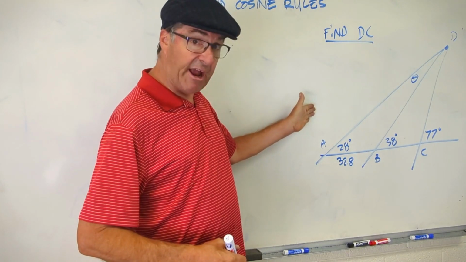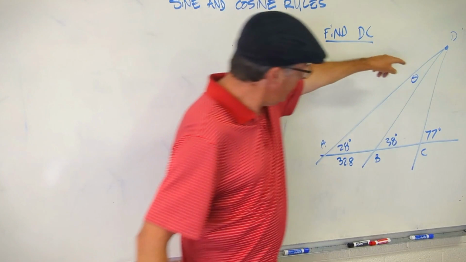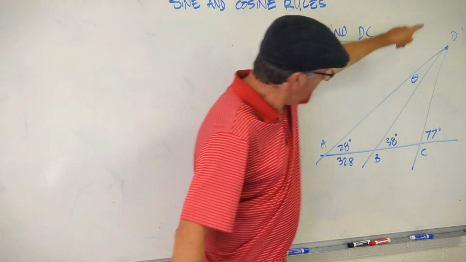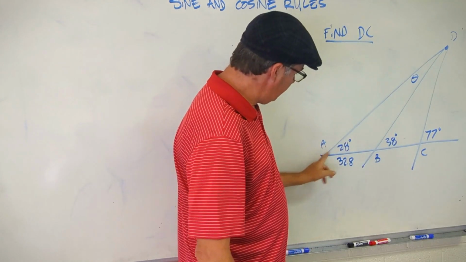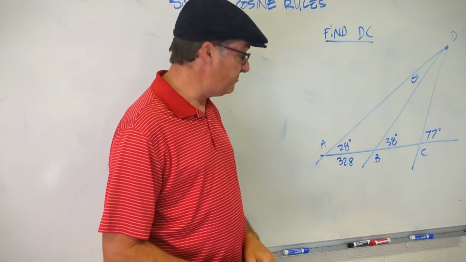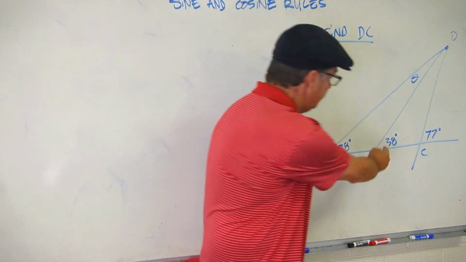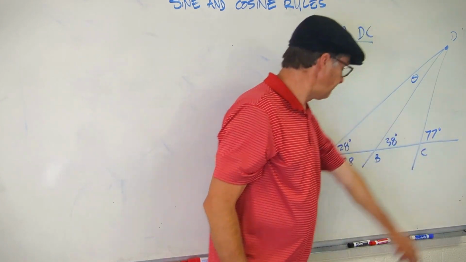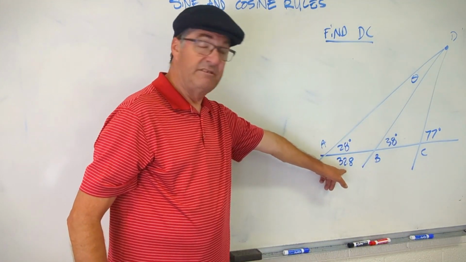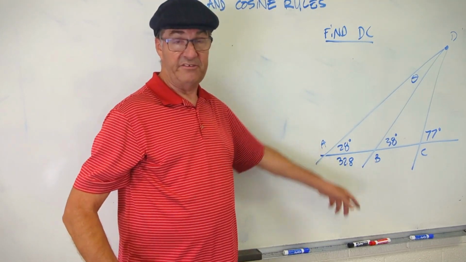I've got my diagram here. I've got a horizontalish line cruising along like that, and then I've got three sloping lines that all end at point D, and they come down and they hit our horizontal line in three different spots. We're also giving you some angles. This angle here is 28. This one is a little bigger at 38, and this one's a lot bigger at 77. Here's a distance. You're given that this spot there is 32.8 degrees, okay?